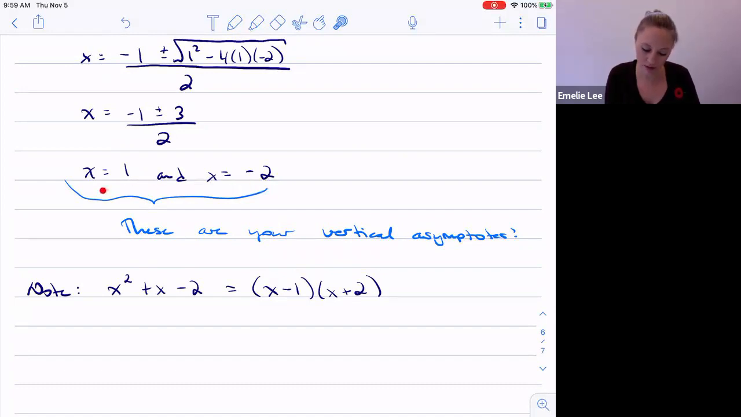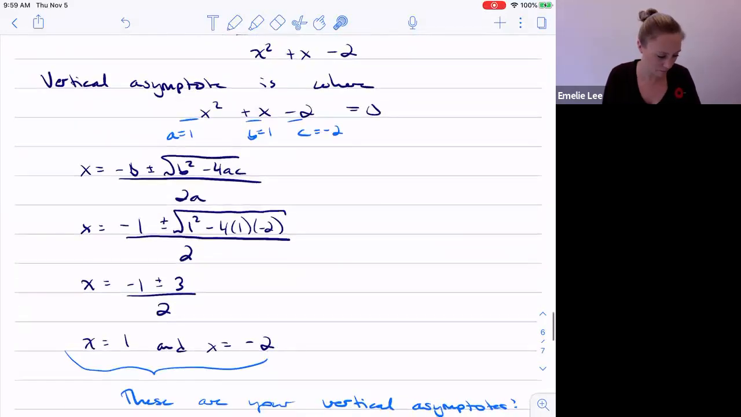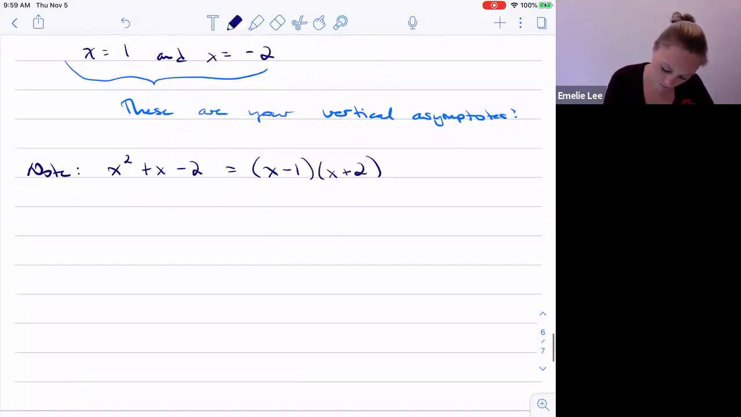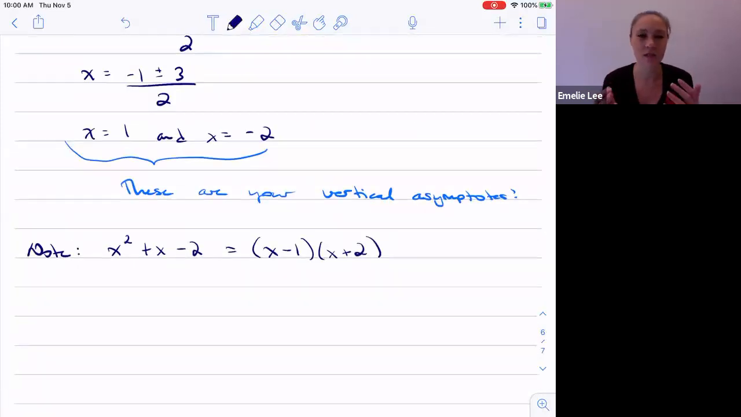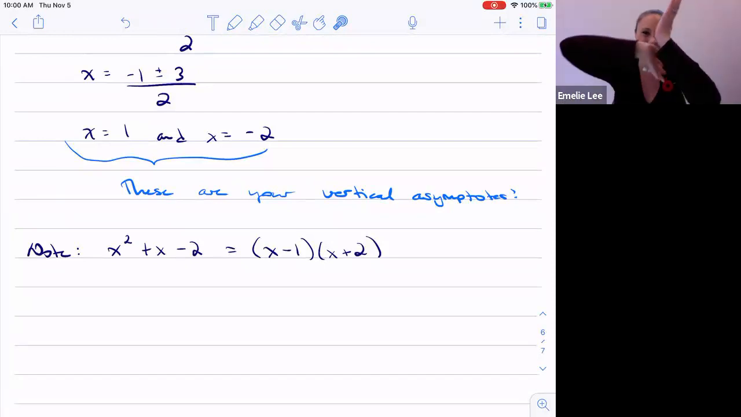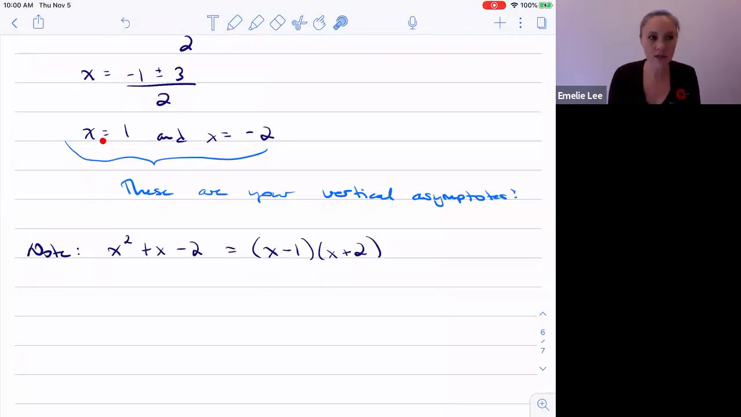So what we need to do is figure out the behavior around these vertical asymptotes. We've done this before, where we took our number line and we picked test values around 1 and -2. But what you're going to want to do is pick test values really close on either side, because we want to know how does it approach x equals 1 from the left and from the right. It might look something like this, or like this, not like that, like that.